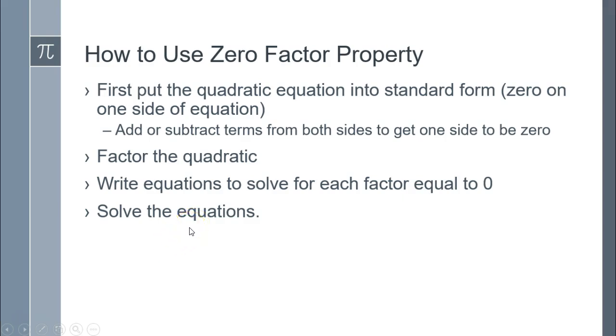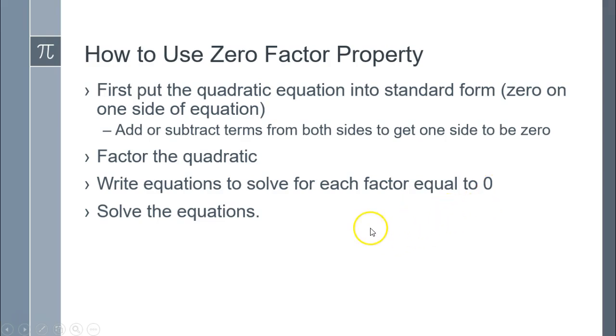But this technique actually works for higher degree polynomials too. You'll see later on in your coursework that you can have a cubic or a fourth degree, and if you have 4 factors multiplied together, you use this same process where you either are given or find all your factors, and then for each factor, in that case it would be 4 of them, you're going to write an equation for each factor equal to 0 and solve all 4 equations.